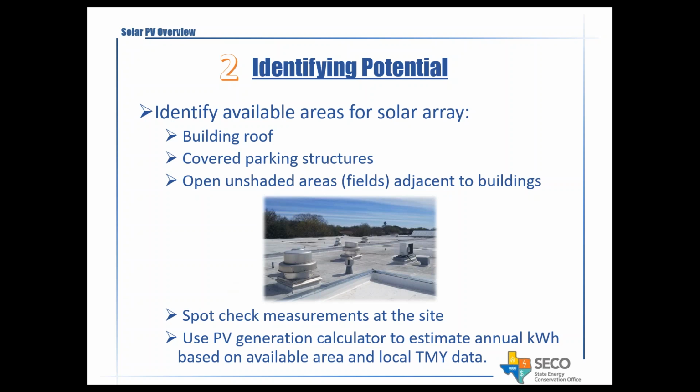Right. And so the second step would be to identify potential. When you're looking at the facilities you selected, it could be on the roof of the building. It could be on covered parking structures if you have that on your property. It could also be in open, unshaded areas or fields adjacent to the buildings. Usually, if you do want to build it on the ground, you don't want to build it too far from the endpoint use because it'll involve additional costs with running the wires, and then there may be losses associated with that depending on how far it is. So ideally, it would be better to have it much closer to your facility.